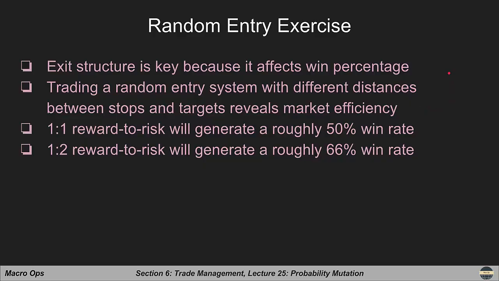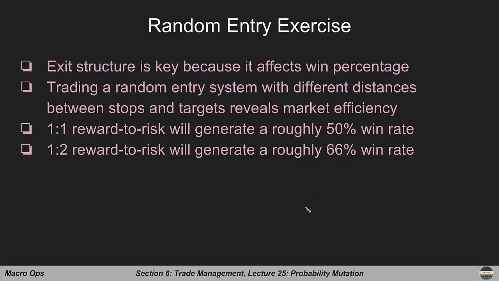To illustrate this concept, we're going to start off with running a random entry exercise, and you can do this on your own. All you need to do is pick your favorite market, say SPX, Euro, bonds, it doesn't really matter, and just place random paper trades with different risk-reward ratios on the bracket. For example, you just go randomly long ES, and if you want to test the 1-to-1, you put a stop 10 points below and a target 10 points above. Then you just run this over and over again.